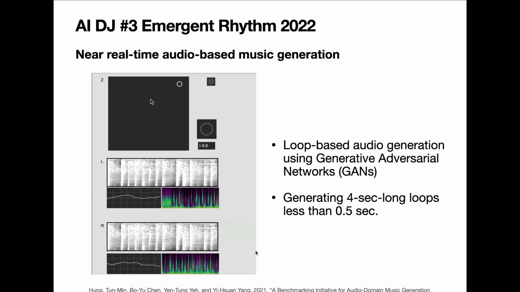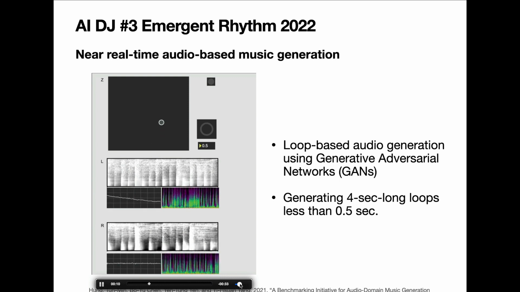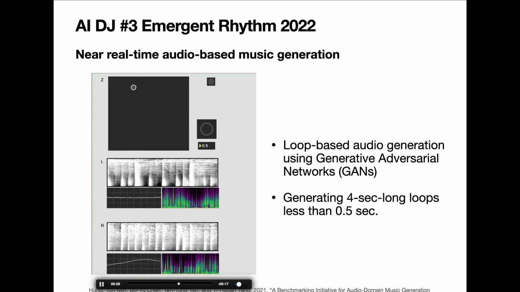So this is the first prototype of this system. This is a StyleGAN model trained on audio loops, and this model generates 4-second-long loops in less than 0.5 seconds. So it's way faster than real time.